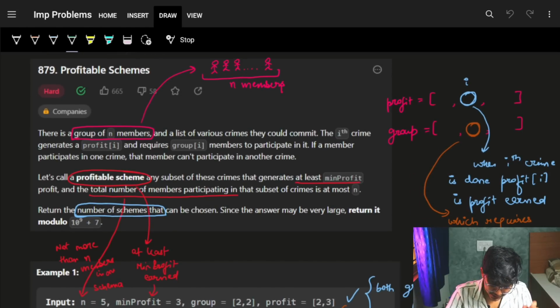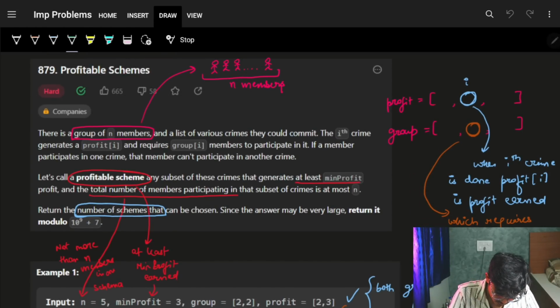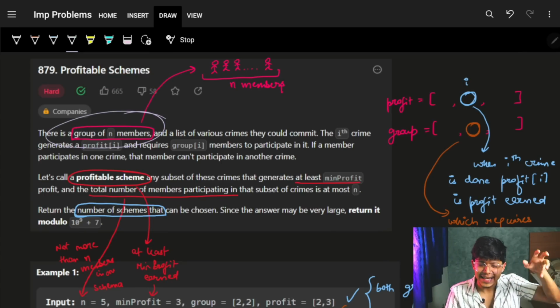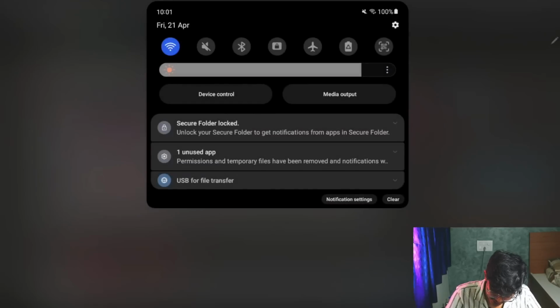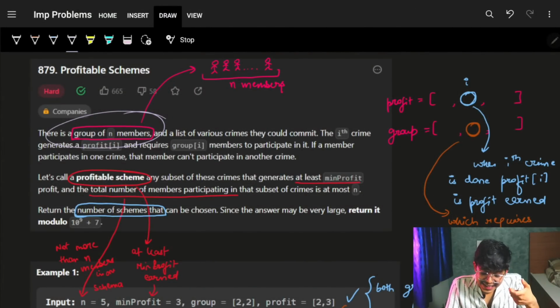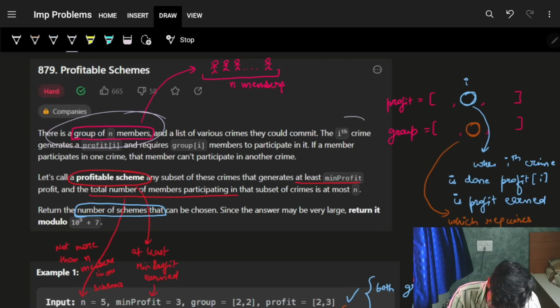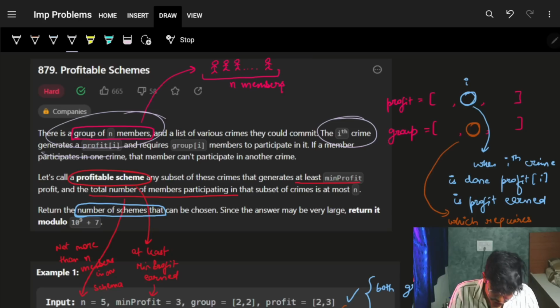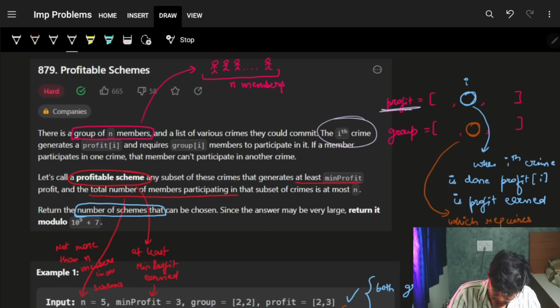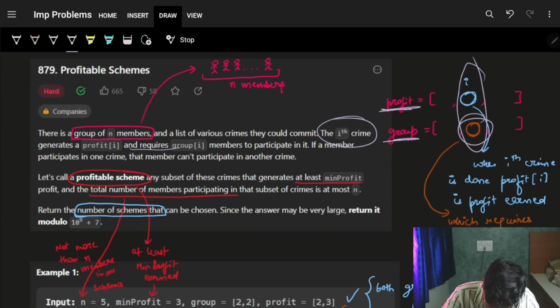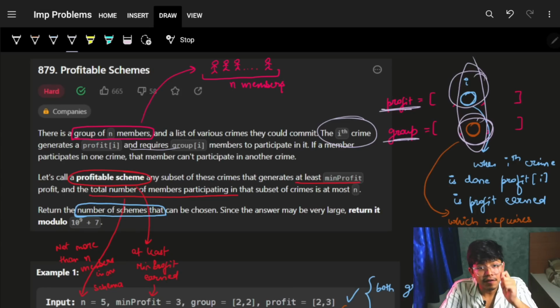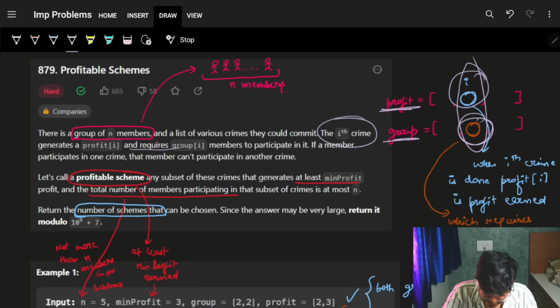It is saying, okay, profitable schemes. We have a group of n members, which means n people or members are there with us, and a list of various crimes that could be committed. The ith crime generates a profit p_i, which means we have an array called profit. We have an array called group, and to execute the ith crime I require group of i people, and the profit earned after executing that ith crime will be profit of i.